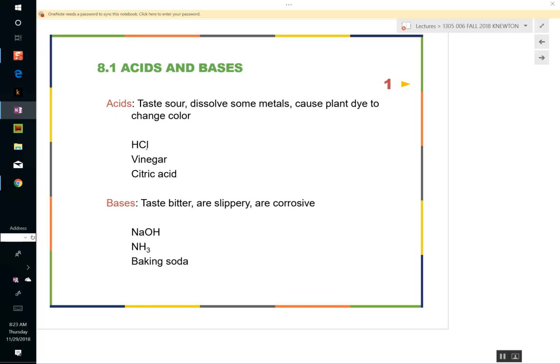Bases are slippery. If your fingers are slippery from something, I mean, it can be oil, but it can be a base like detergent or a soap that you're working with. You think, well, it's really slippery. You wash and wash and wash, and your fingers are still slippery. You probably have a base on your fingers.